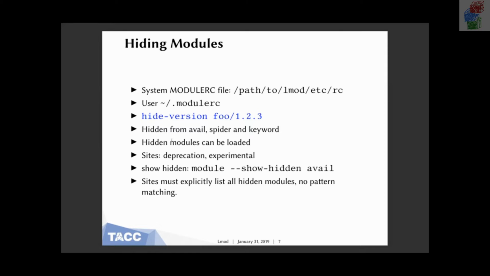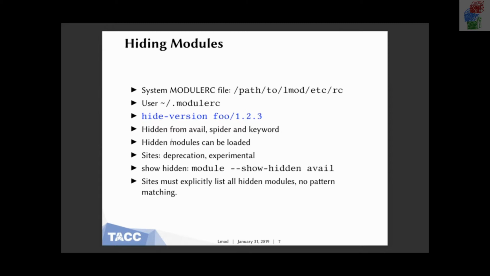It's hidden from avail, spider and keyword, but hidden modules can be loaded. Sites can use them for deprecated modules or experimental modules. Users can see the hidden modules with module --show-hidden avail. Sites must explicitly list all hidden modules, and there's no pattern matching.